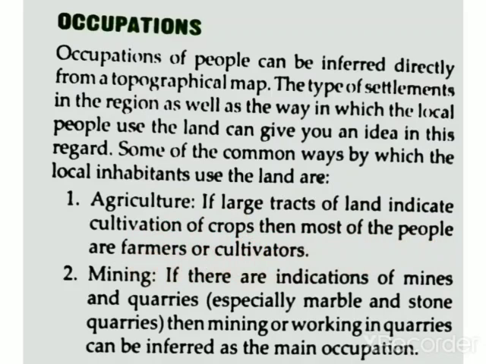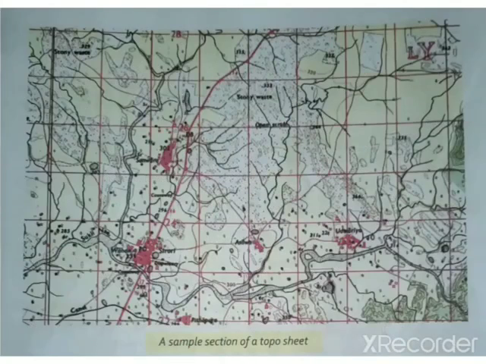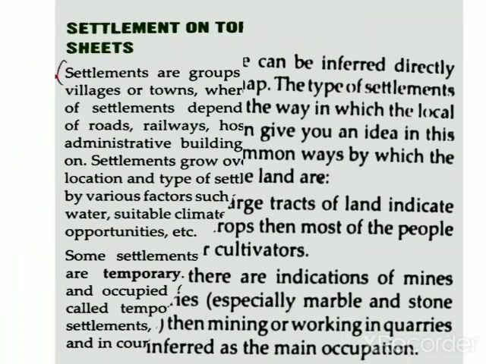So how will you find out on the topographical map? Here you can see the yellow color. The yellow color land shows that the people are engaged in cultivation. People engaged in agriculture.